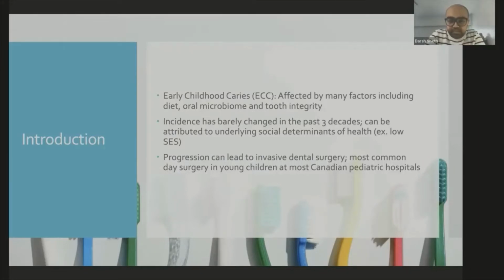As I mentioned before, it hasn't changed in the past three decades, and it's been more prevalent in urban and rural communities due to underlying social determinants of health. One example is low socioeconomic status. As cost of living increases and wages haven't, parents are faced with the difficult decision of putting food on the table or making healthier choices. That has led to more incidence and hasn't improved over the last couple of decades.